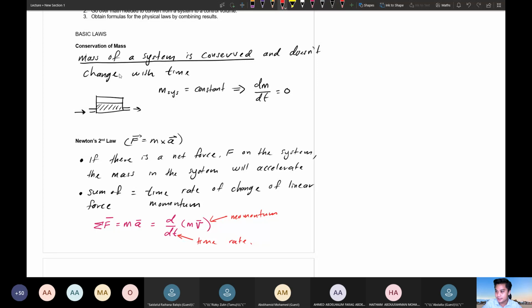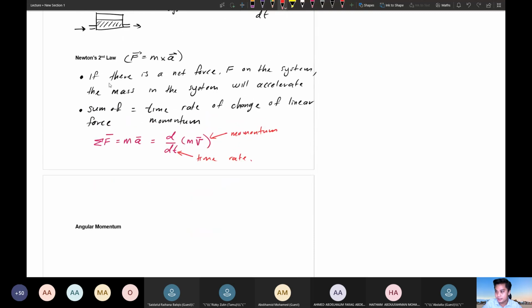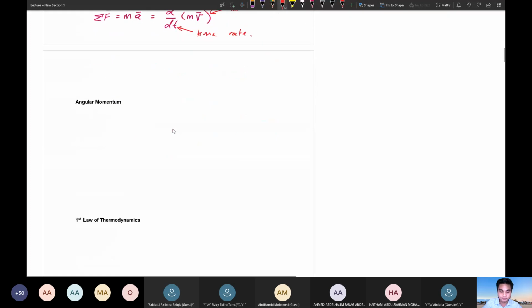What's the conservation of mass? Just repetition: the mass of the system is conserved, dm over dt equals 0. For Newton's second law, if there is a net force, the mass in the system will accelerate. So summation of force equals ma. This acceleration we convert into velocity over time. Mass multiplied with velocity is momentum, so it is the time rate of change of linear momentum.